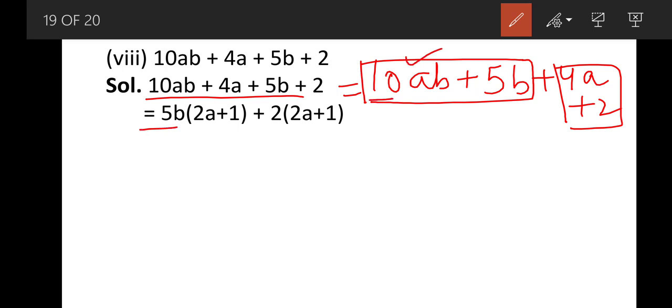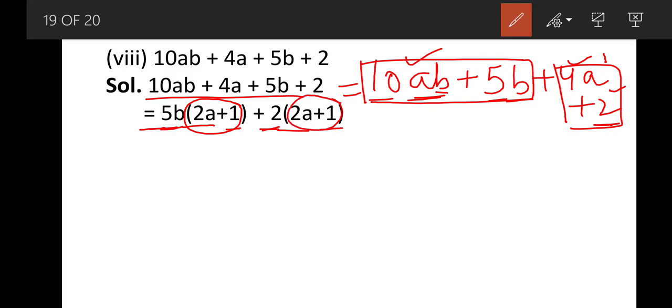What is the common factor of 10 and 5? That is 5. A is present here, but A is not present here, so we cannot take it common. B is present in both the terms, so it is taken out. What will be left inside the bracket? 2a plus 1. Now, what is the common factor of 2 and 4? 2. A is present here, but A is not present here along with this 2, so only 2 will be taken out as the common factor. So what will be left inside the bracket? 2a plus 1. Now this is the same, 2a plus 1, this is 2a plus 1, so our grouping is correct.